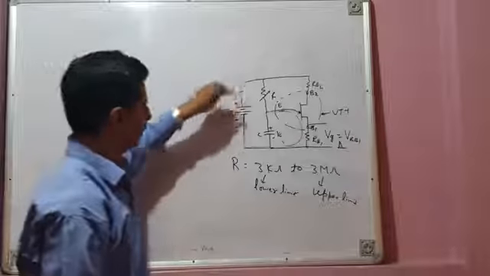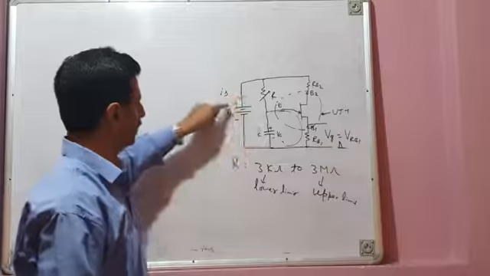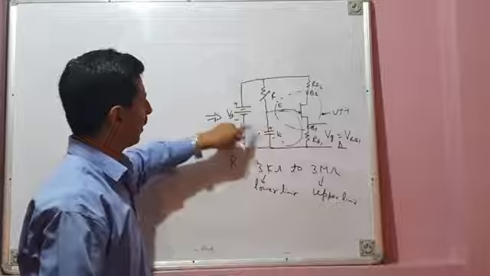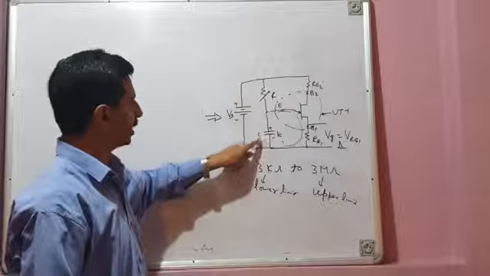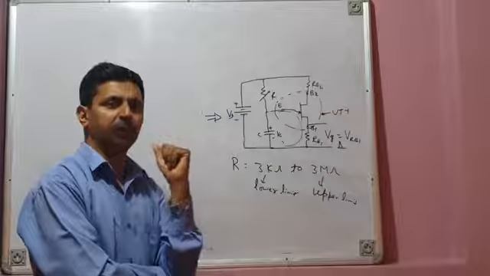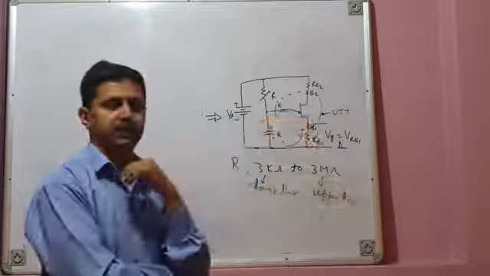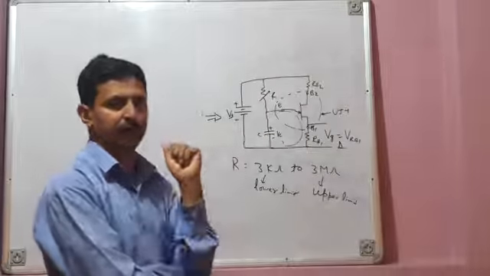See, when the UJT is in the off state, when the relaxation oscillator is in the off state, this capacitor charges like this. Charging current flows like this. And as soon as this capacitor voltage becomes equal to the peak point voltage, the UJT triggers. It goes into conduction, and we obtain a firing pulse across RB1.